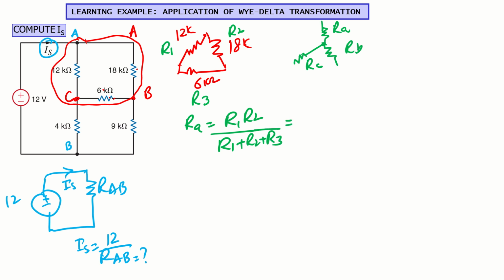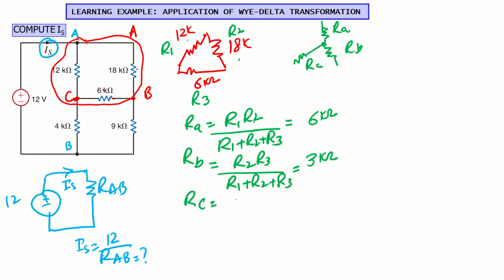So if you plug in the values, what is R1? 12K, R2 18K, and the sum 12 plus 18 plus 6. So if you simplify this, this comes out to be 6 kilo. Similarly, if you want to find RB, RB is R2 times R3, and then again the sum of the resistors, R1 plus R2 plus R3. Again, if you plug in the values, use your calculators, the answer comes out to be 3 kilo. Okay, similarly RC is R3 times R1, again over the sum of the resistors. So this will give me a value of 2 kilo.